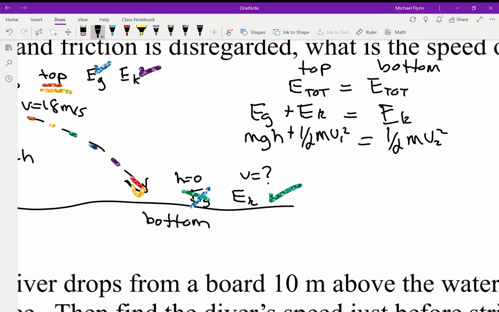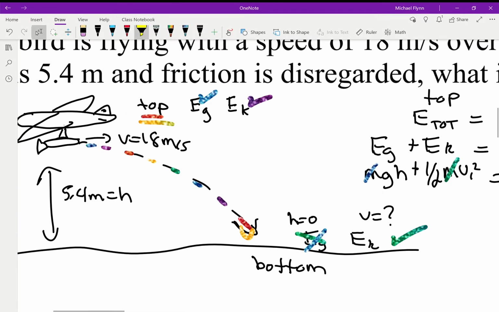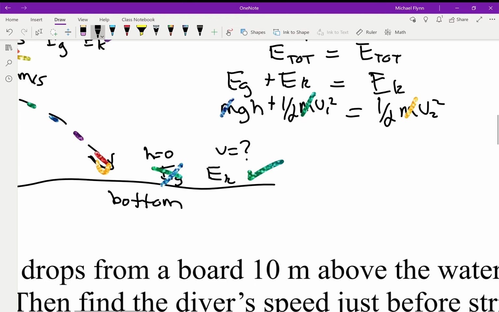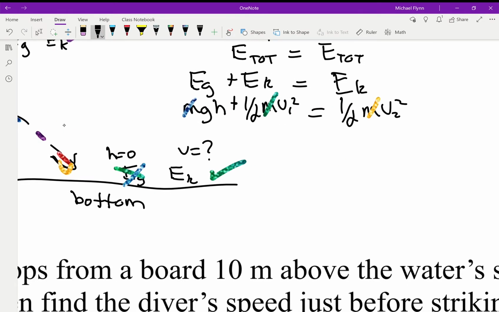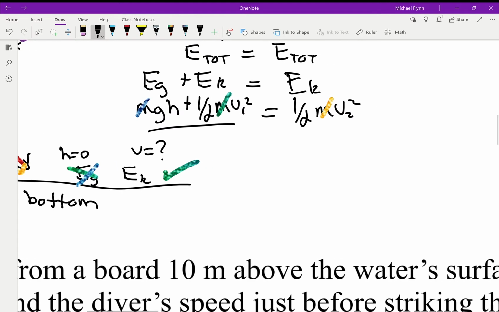Now, if you look at this equation, the mass cancels because it's in every single term, so you can cancel it. So even if it gives you the mass, we don't need it. Okay, we know what V1 is. V1 is your speed initially, so your V1 is 18 meters per second. Okay, we know h is 5.4 meters, so we know everything on this side of the equation. The only thing we don't know is V2. So we're going to solve this for V2.